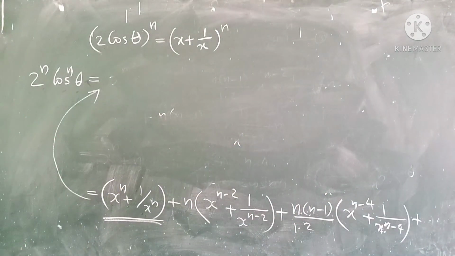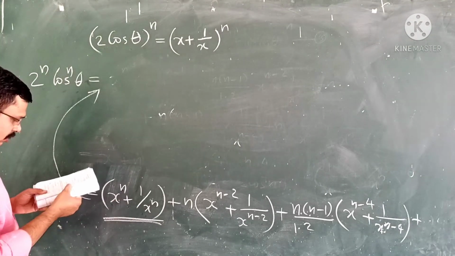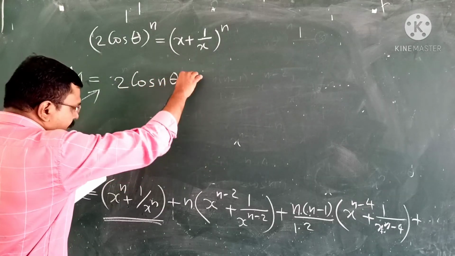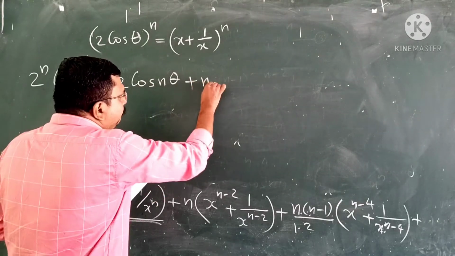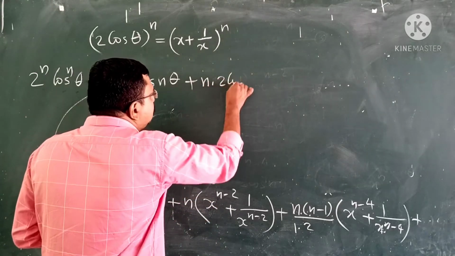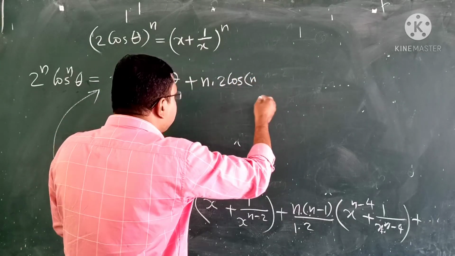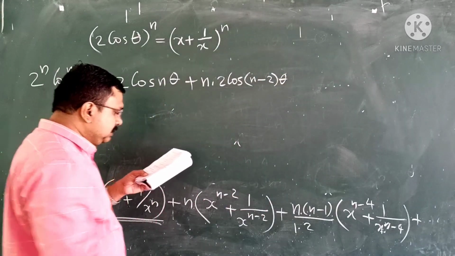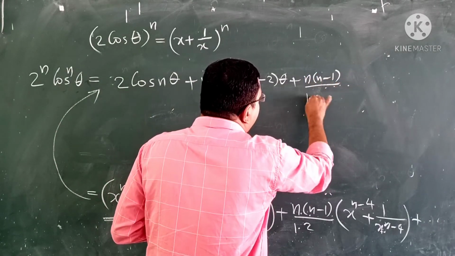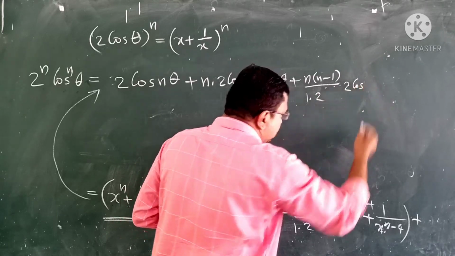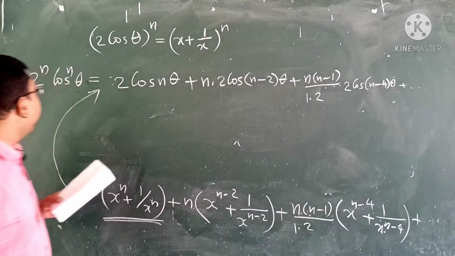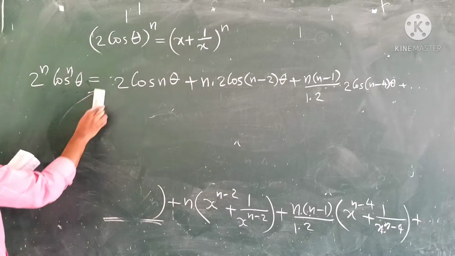Okay, then listen here, x^n plus 1 by x^n is equal to 2 cos n theta plus n into, next is x^(n-2) plus 1 by x^(n-2), that is equal to 2 cos (n-2) theta plus, next n(n-1) by 1 into 2 into 2 cos (n-4) theta plus etc. Okay, then our next step is listen.